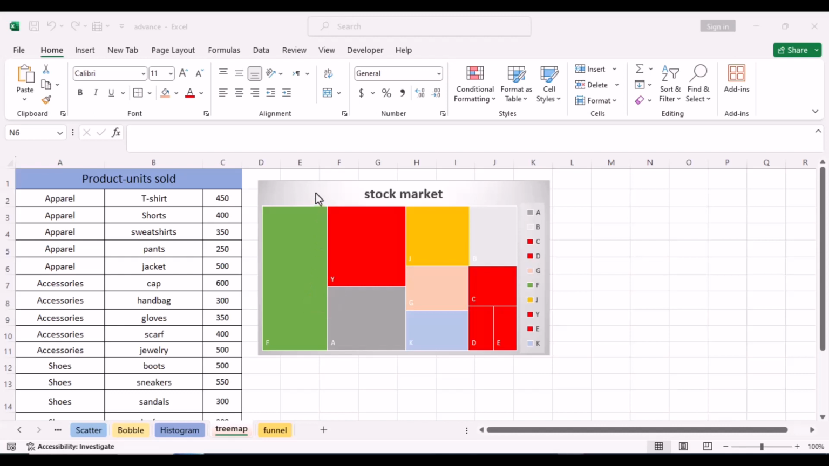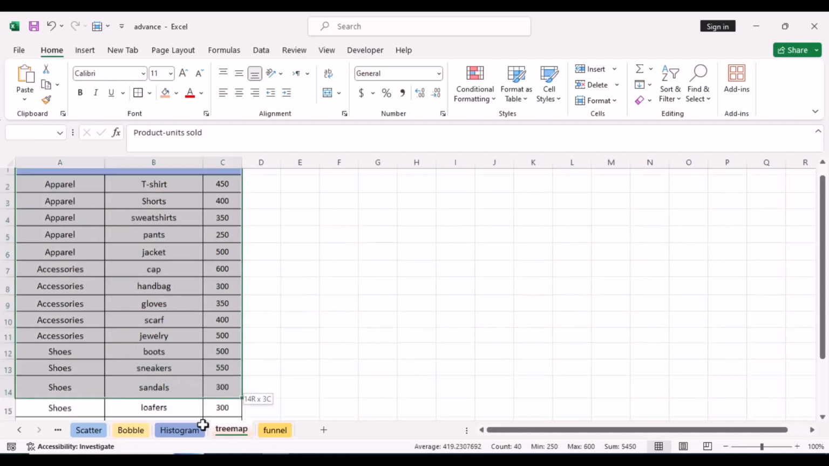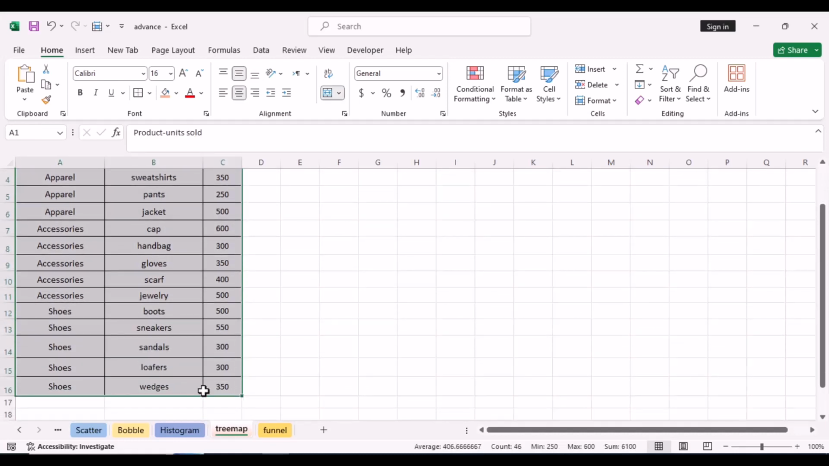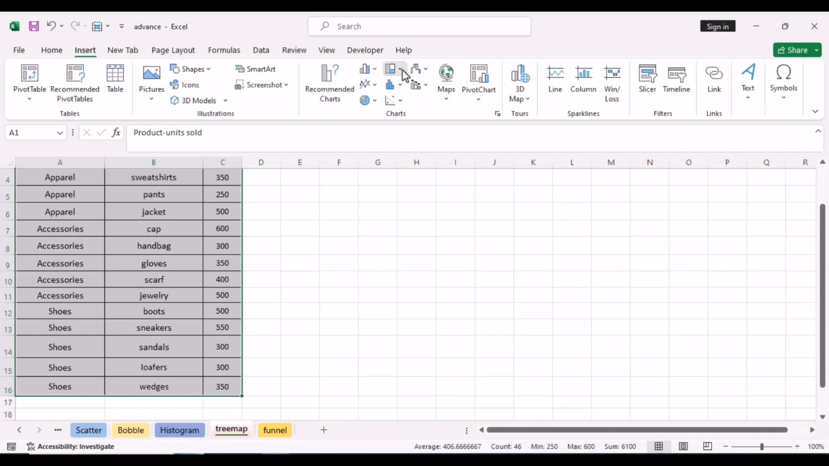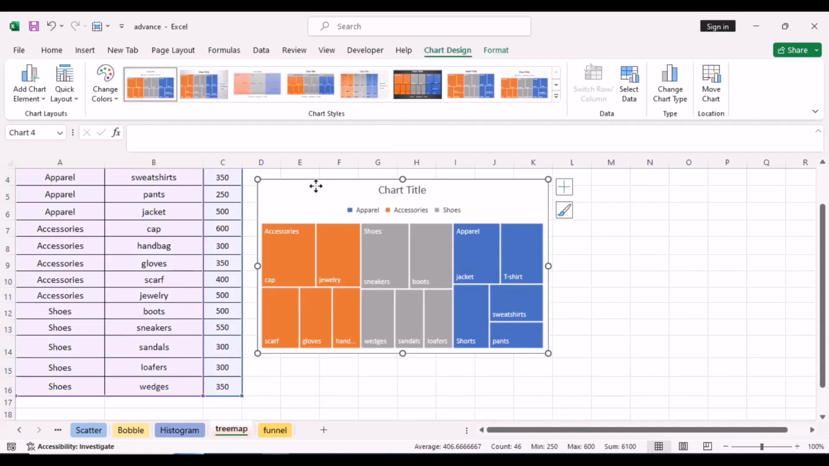Well, my friends, now to draw the TreeMap chart, we first select the data table. Then, from the Insert tab in the Chart section, we select the TreeMap chart. As you can see, the chart is drawn for us. We can edit its colors and description.